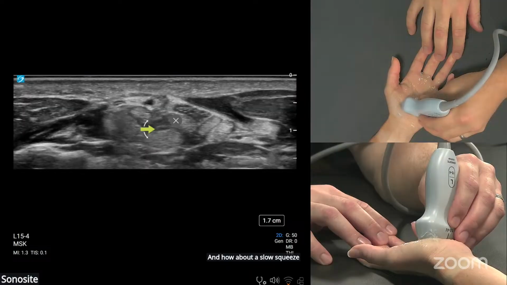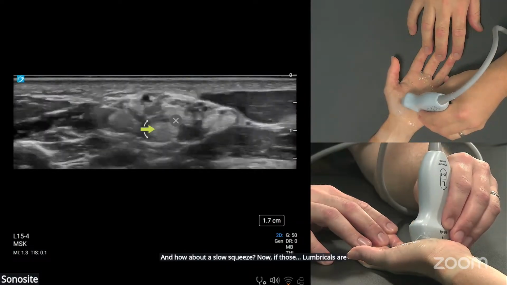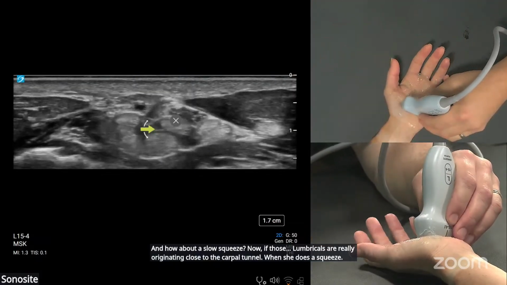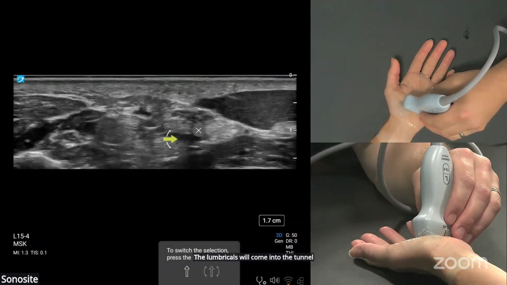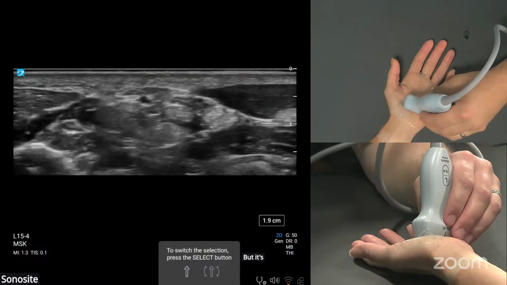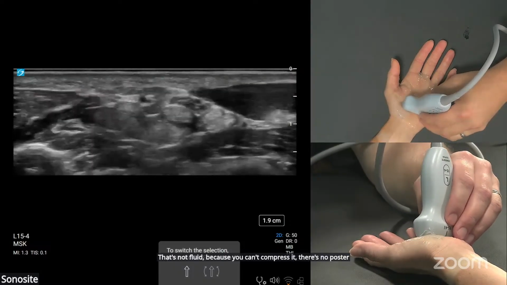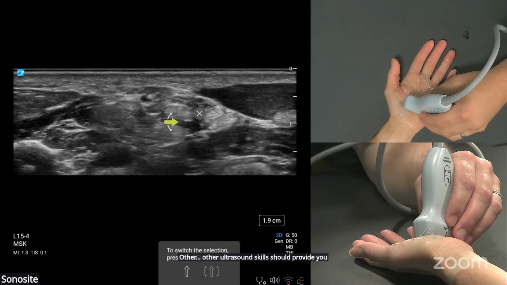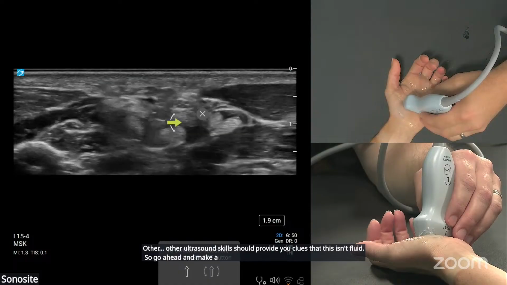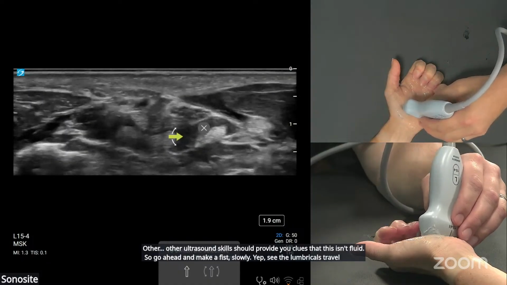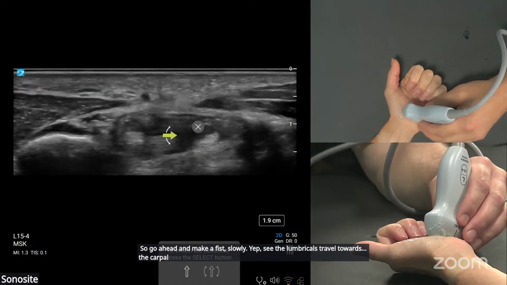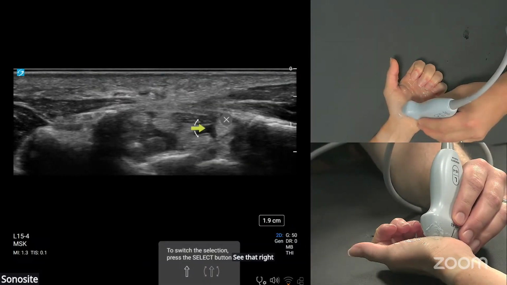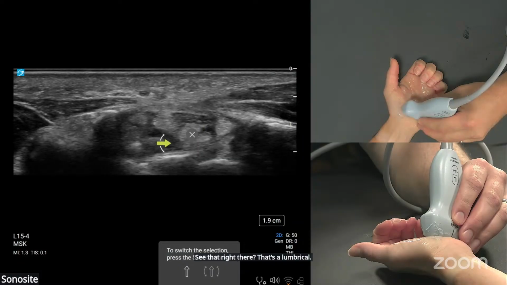Now, if those lumbricals are really originating close to the carpal tunnel, when she does a squeeze, the lumbricals will come into the tunnel and it looks like fluid, but it's not fluid because you can't compress it. There's no posterior acoustic enhancement. Other ultrasound skills should provide you clues that this isn't fluid. So go ahead and make a fist slowly. Yep. See the lumbricals travel towards the carpal tunnel. Now I'm in the tunnel itself. See that right there? That's a lumbrical. Lumbrical, lumbrical.